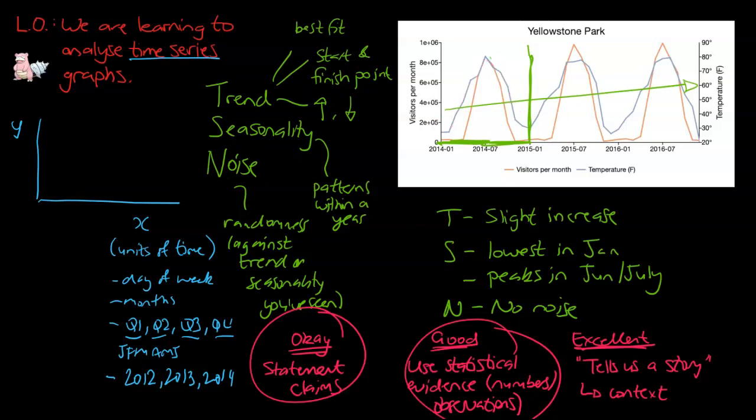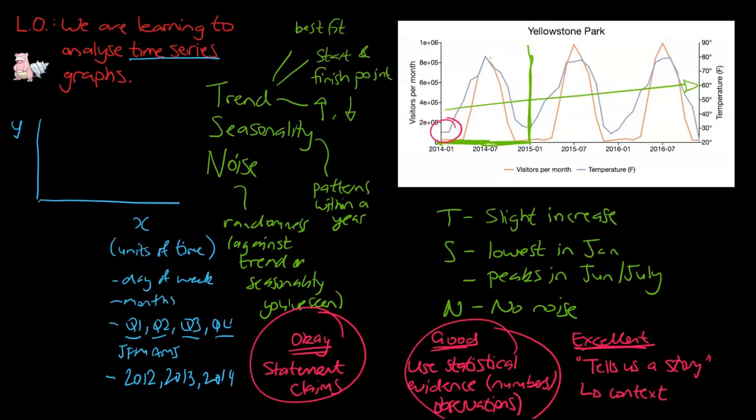In terms of evidence and numbers from the graph, maybe they're going to use whatever number this is here. Maybe they're going to use the dates to help support those claims as well. A really good or an excellent answer, it's going to tell you a story. It's going to start from the beginning of the year. So it's going to say, well, in January, the number of visitors are at its lowest, probably because it's winter in America and it's really, really cold in the Yellowstone National Park. No one's going to want to visit.